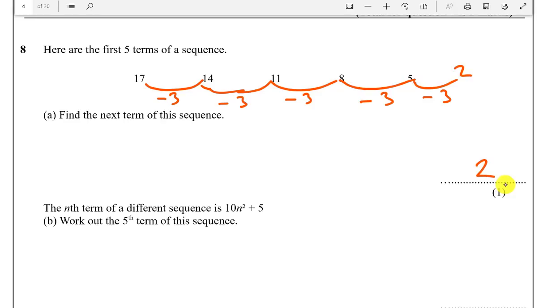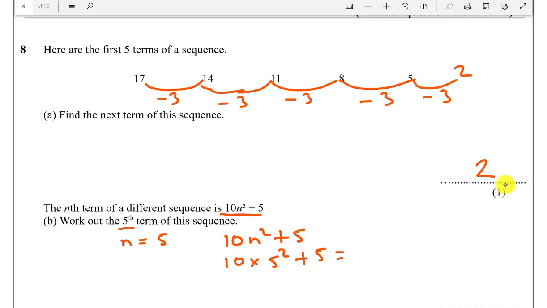The nth term of a different sequence is 10n squared plus 5. Work out the 5th term of this sequence. Now, this is the nth term given, and we need to work out the 5th term. So that means n is equal to 5 here. And the nth term is 10n squared plus 5. So we need to substitute n for 5. So 10 times 5 squared plus 5.